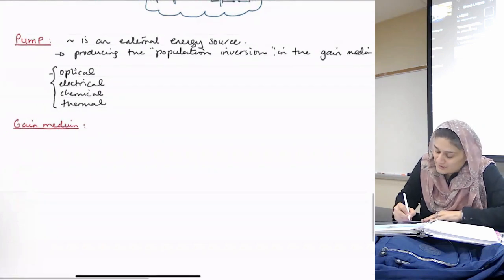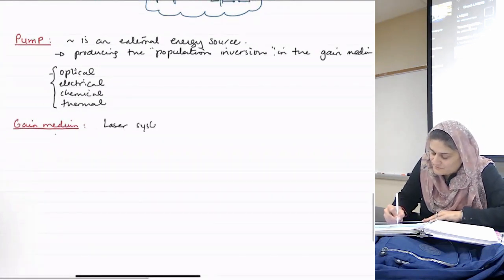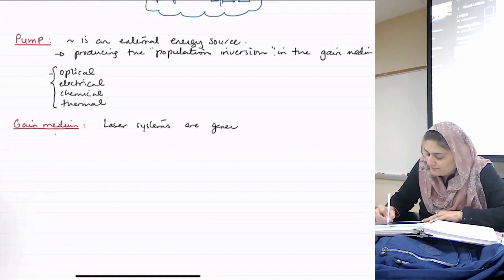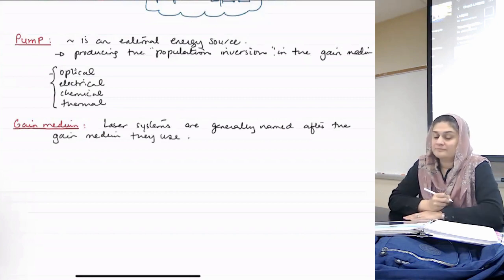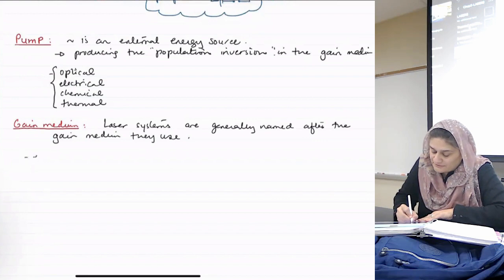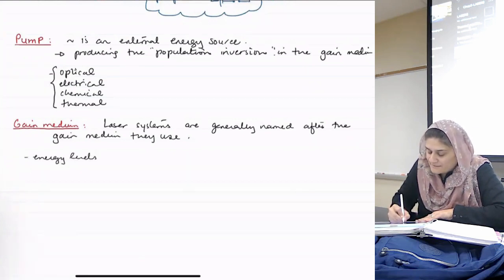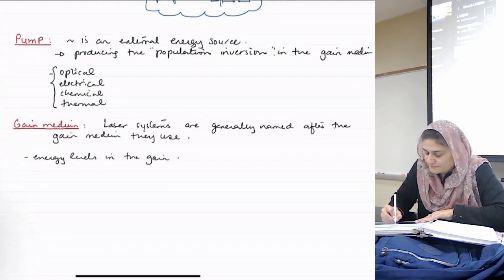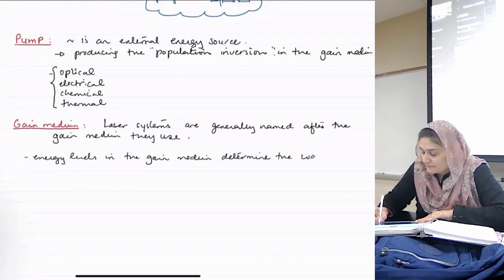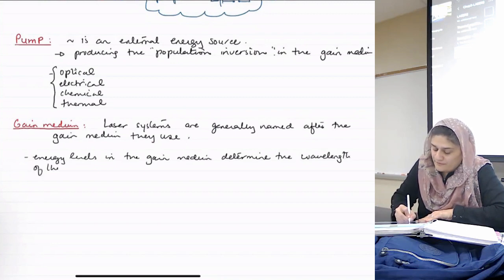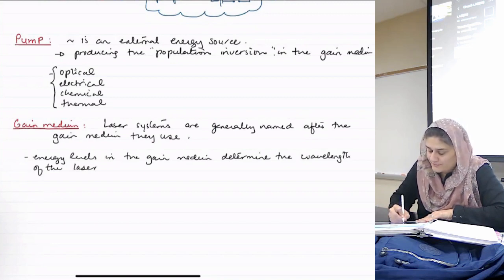So, laser systems are generally named after the gain medium they use. And energy levels in the gain medium determine the wavelength or the color of the laser radiation.